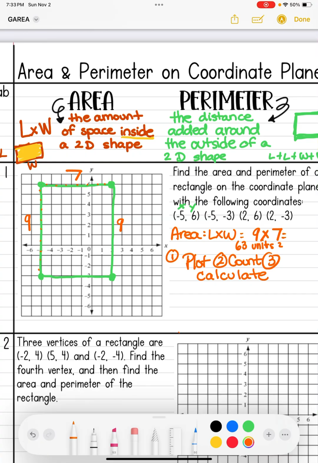Okay? Now let's do our perimeter. Our perimeter, we are adding all the sides. I forgot to write this one down here. So if I'm going to add all the sides, it's going to be 9 plus 9 plus the 7 plus the 7, giving me 32 units. Remember, that's just adding up the fence around the shape. Okay? So that would be example 1.